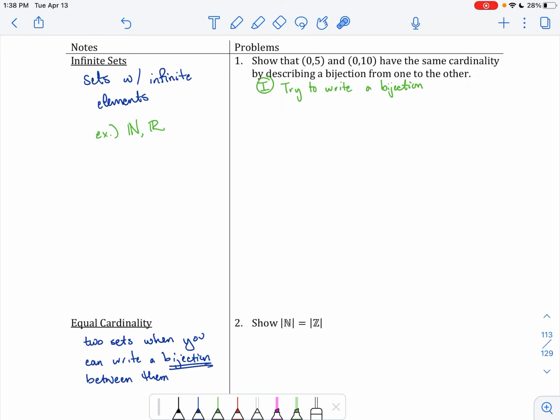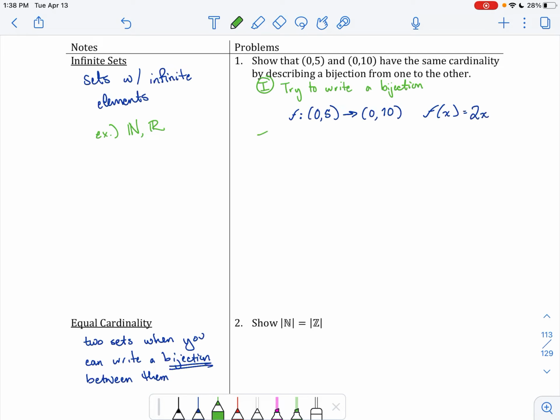Now, in this case, we want to look at the sets that we're interested in. So I want to write from 0, 5 to 0, 10. And I want to write a bijection in there. And since we can identify our sets, we're like, oh, well, this is the interval 0, 5 to 0, 10, twice as big. I'm going to say f of x is equal to 2x.